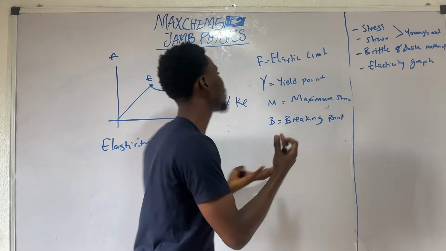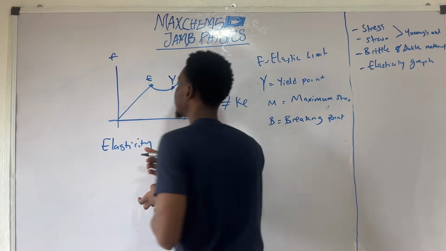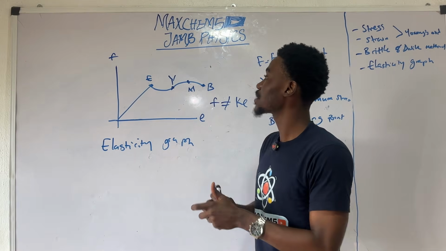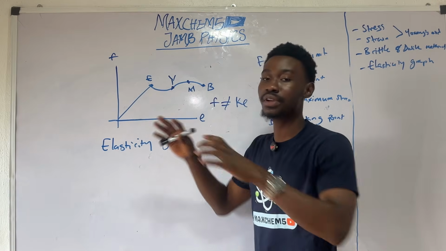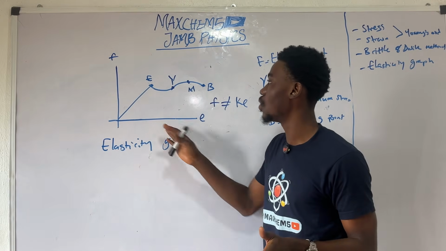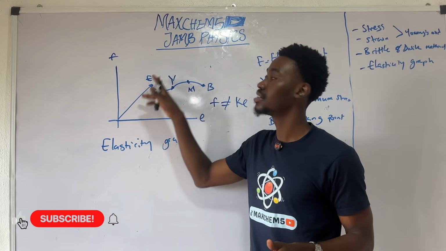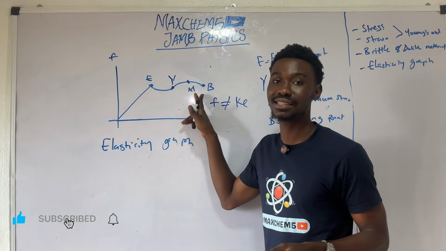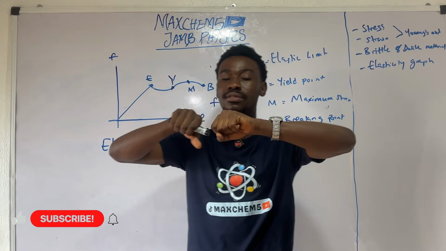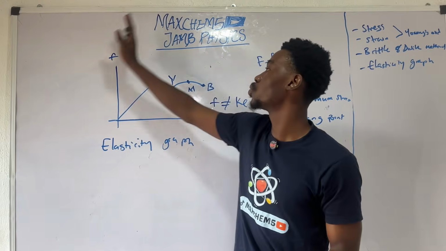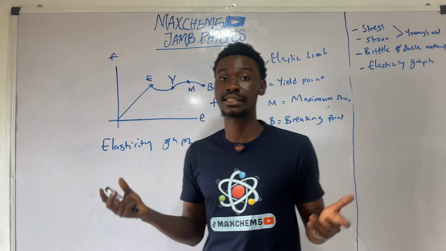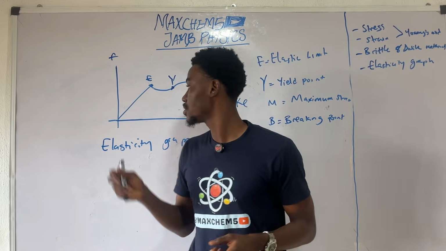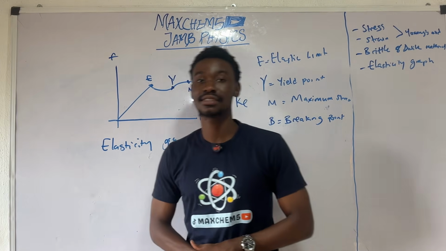The reason why this graph is so important in elasticity is because it shows where Hooke's law stops and the material stops obeying Hooke's law, reaches its elastic limit, then the yield point, then the maximum stress, and then the material breaks. So this graph shows the several stages of a material's elasticity until it breaks. So this is the elasticity graph.